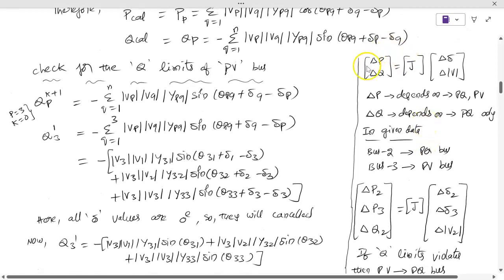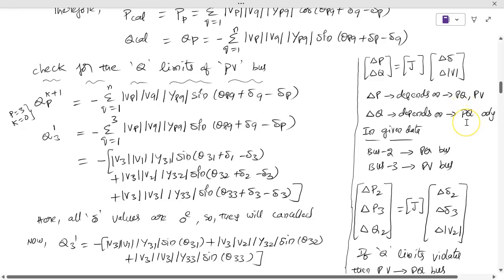Now this is the general formula: delta P, delta Q, Jacobian matrix, delta del and delta V. Delta P depends on the PQ bus and the PV bus, because where P is available, that means it is a known or specified quantity. In the PQ bus it is specified, and in the PV bus also it is specified. So delta P depends on both PQ and PV buses, whereas delta Q depends on only the PQ bus. In the PV bus Q is not available, not specified, not known. So only the PQ bus.